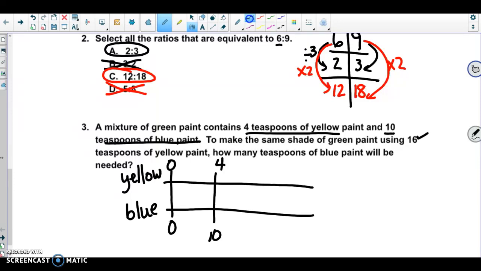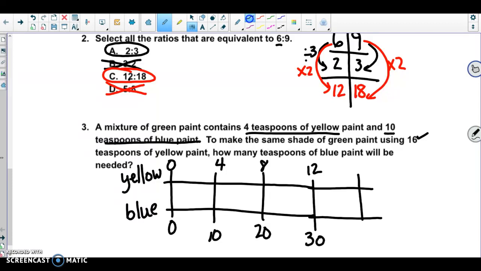So I could double this to get 8, and then I'd have to double the blue to get 20. I could continue counting by fours here, and I could get 12, and I'd be counting by tens here, so I'd have 30. If I count by fours again, I'd have 16 and 40. So my answer to this would be just 40 teaspoons of blue paint.